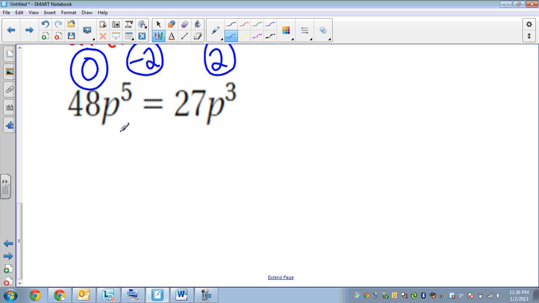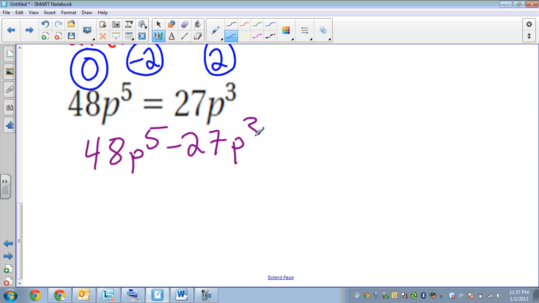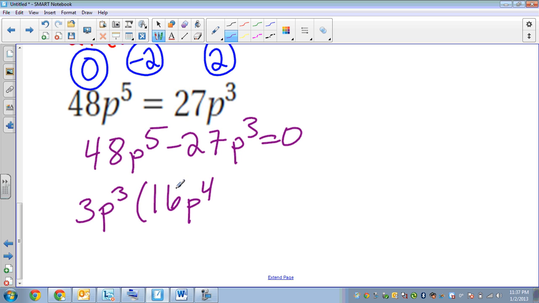Again, we got to get it to say equals 0, so we got to move it over. Our first step is always, can we take something out of here? I know that 3 can divide both of those. I know they both have 3 p's. And we're left with this.